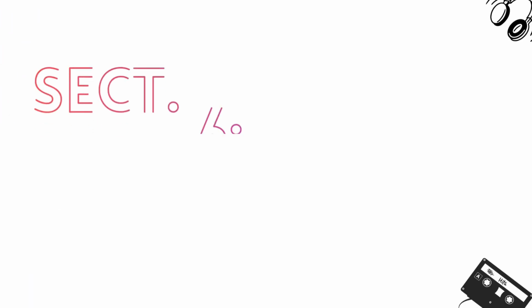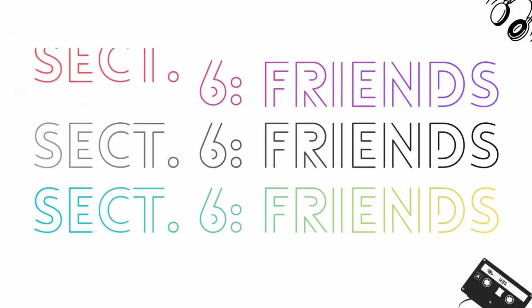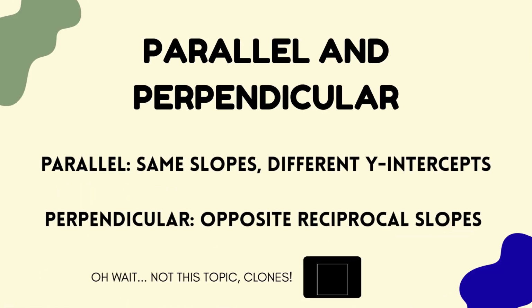Okay, now for the last section. Yippee! We're going to briefly cover parallel and perpendicular lines. For more information about those, see the video link in the description. Okay, so if lines are parallel, that means that the lines have the same slope but different y-intercepts.